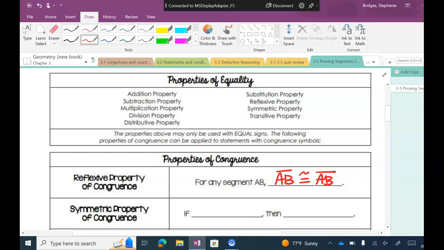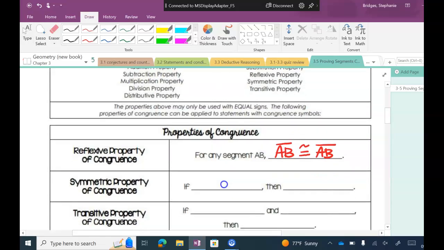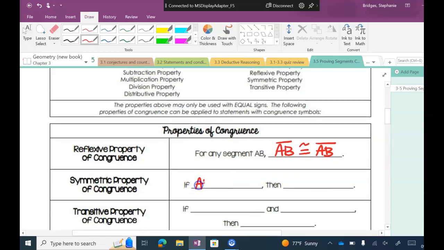The symmetric property of congruence says if I have segment AB and that is congruent to segment CD, the symmetric property says I can just change the order of those and say that CD is congruent to AB. Nothing else changes but the order in which I write those segments.